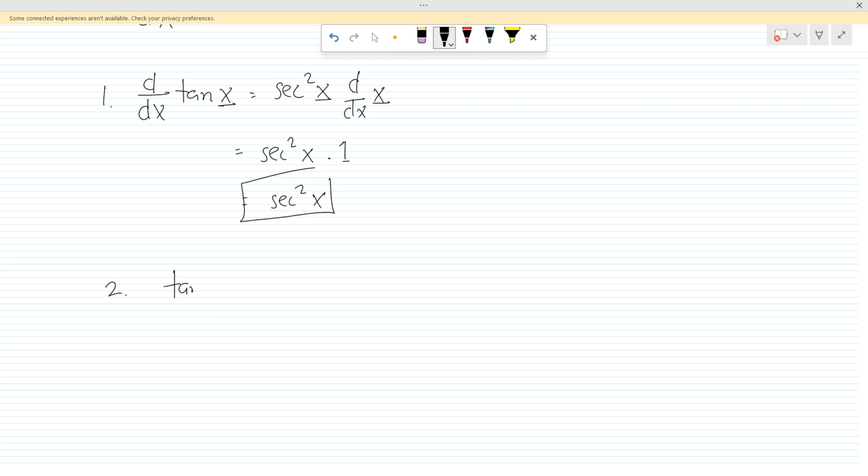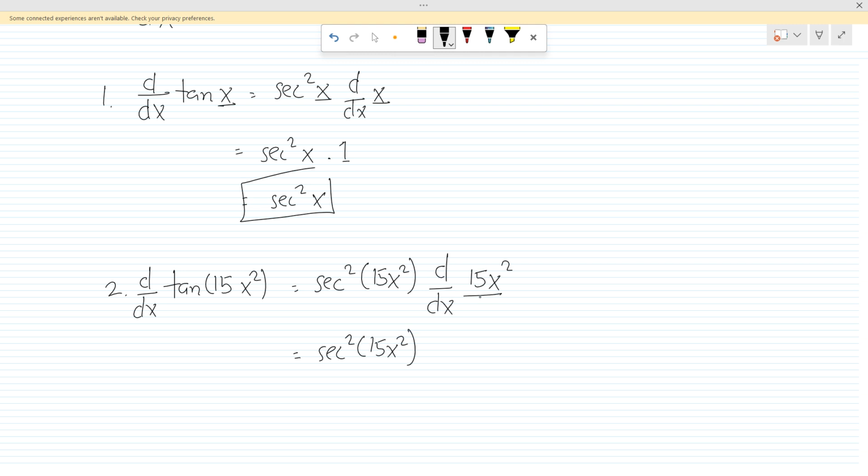Okay, problem number 2. We have here d over dx of tangent of 15x squared. The same thing goes. What is the derivative of tangent? That would be secant squared of 15x squared, then followed by d over dx of 15x squared. What is the derivative of 15x squared? That is 30x. So for this one, we have 30x, then secant squared of 15x squared. Are you still good?